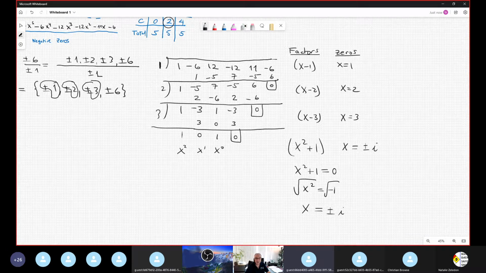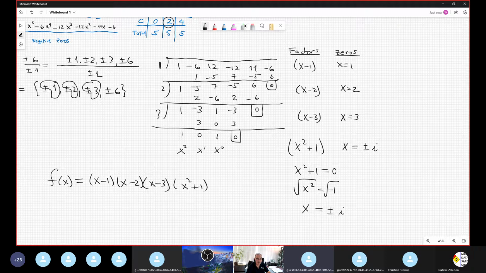So basically, we have 4 factors. So the polynomial factorization is, doesn't matter the order, x minus 1 times x minus 2 times x minus 3 times x squared plus 1. This is a linear factor because degree is 1. Linear factor. This is linear, but this is not linear, it's quadratic.